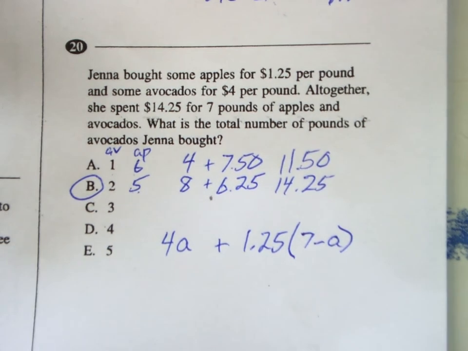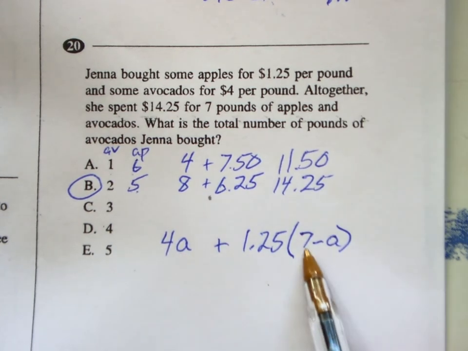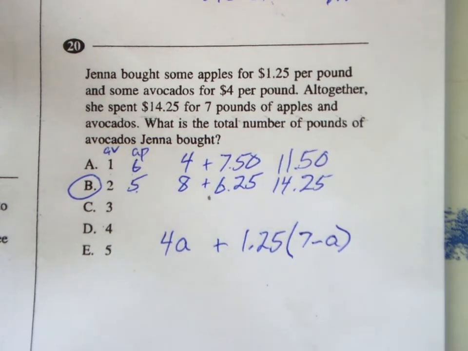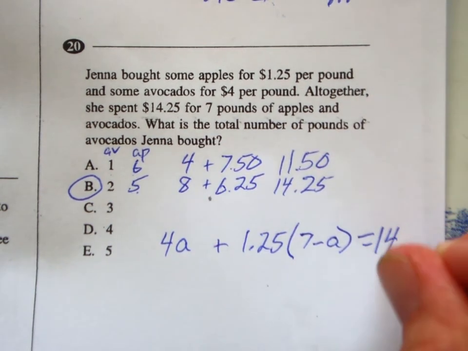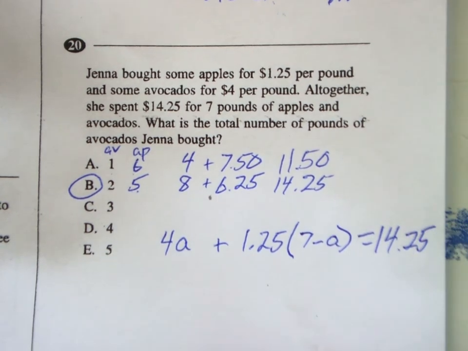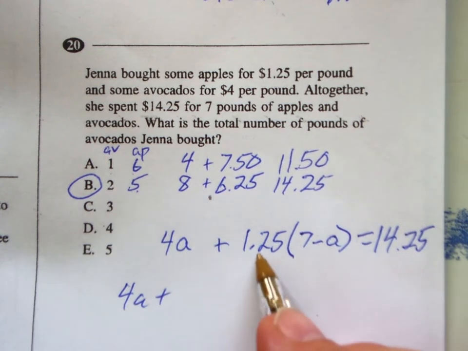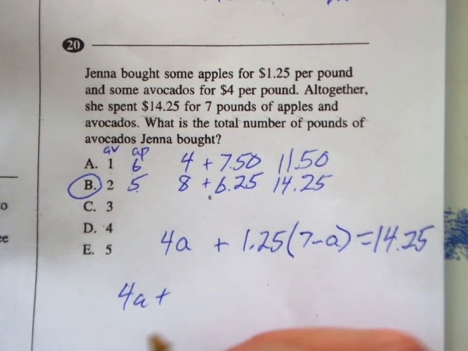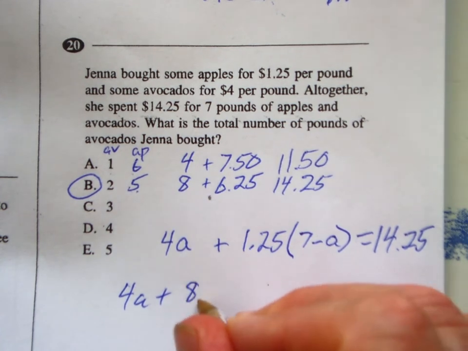See how we got that? If there's A avocados, then you subtract A from 7 to get how many apples there are. Okay, and all of this is going to be equal to $14.25. Oh, sorry. Okay, so I got 4A plus 1.25 times 7. If you put that in your calculator, you get what? 8.75.